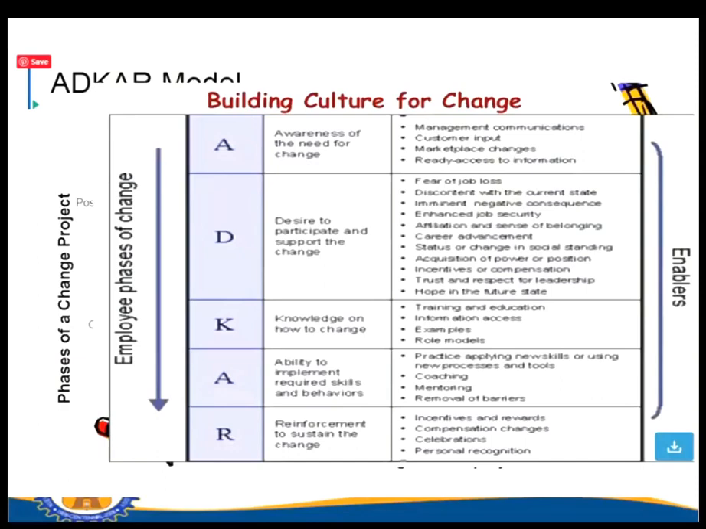Thirdly, desire to participate and support the change. So they would have fear of job loss, discontent with the current state, imminent negative consequences. And next, letter K is knowledge on how to change: training and education, information access, examples, and role models. Letter A, ability to implement required skills and behavior: practice applying new skills or using new processes and tools, coaching, mentoring, and removal of barriers.